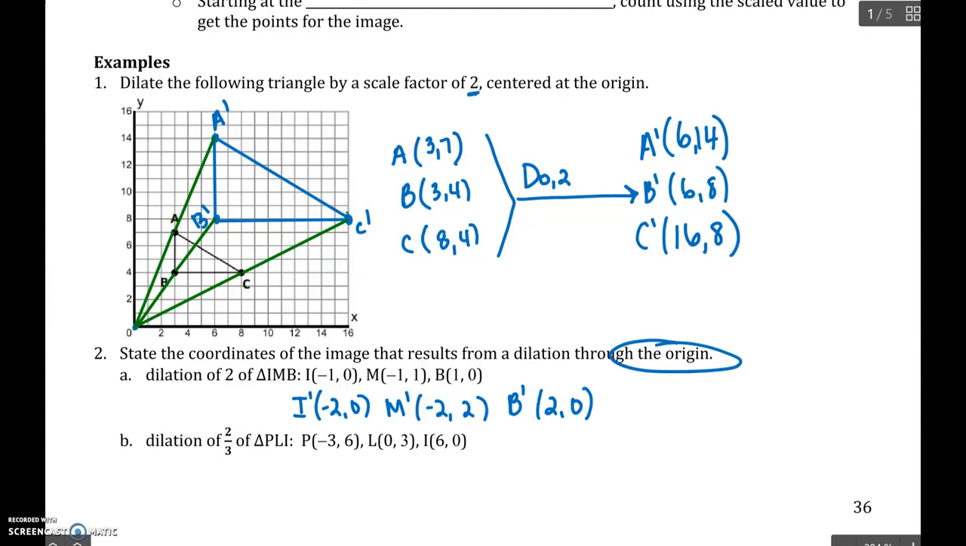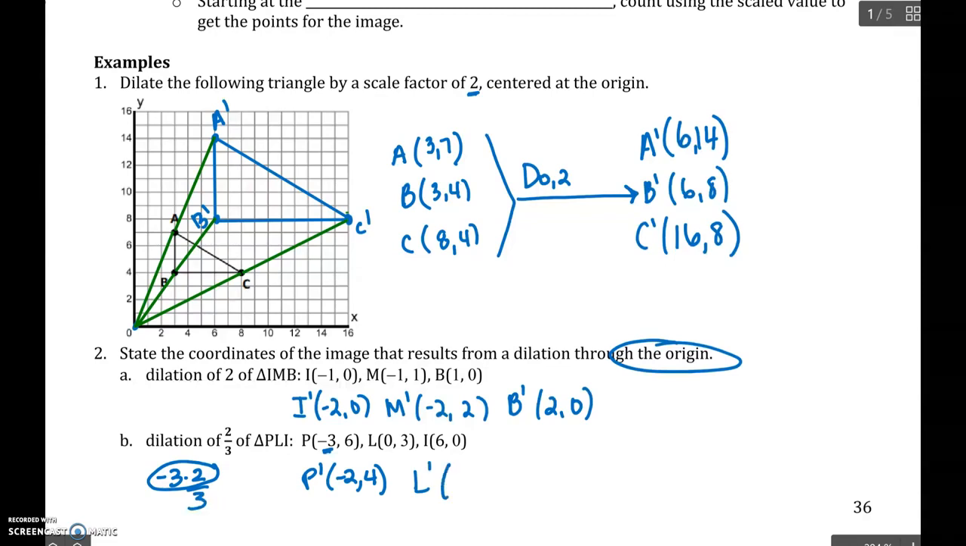Now we're multiplying these all by 2/3. Remember, when multiplying a number, for example, -3 times 2/3, you're multiplying the top, which would be -6, and then dividing by 3. And so -6 divided by 3 is -2. Take 6 times 2 is 12, divide by 3, you'll get 4. And you're going to do the same thing for L and I.